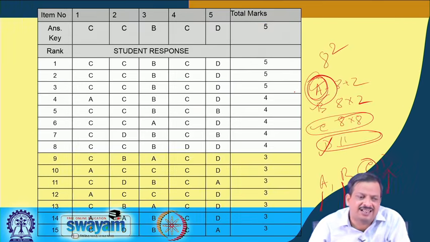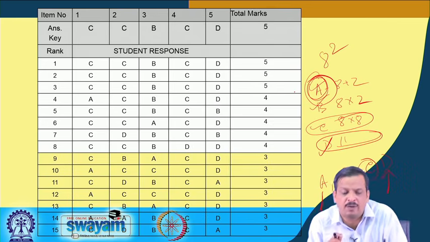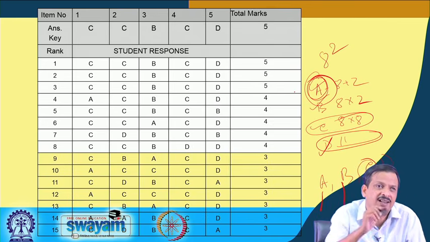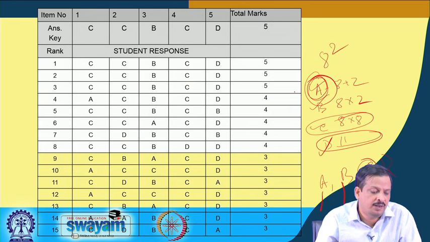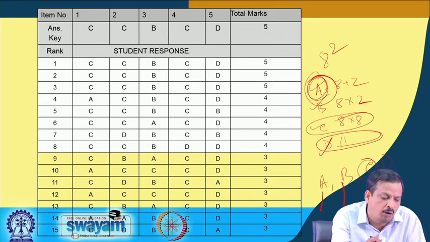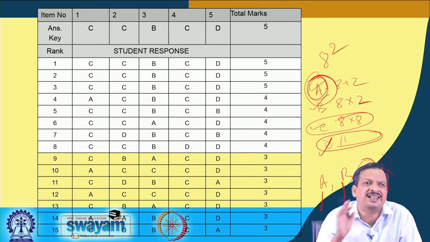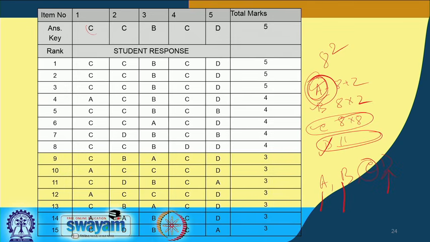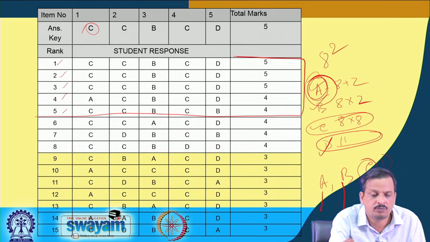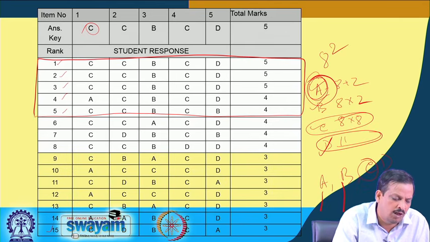Suppose, let us take an example, test item number 1. Again, there are 4 choices, A, B, C, D, and C is the correct answer. Now, if there are 15 students, then 1, 2, 3, 4, 5 is the upper group and 1, 2, 3, 4, 5 is the lower group.